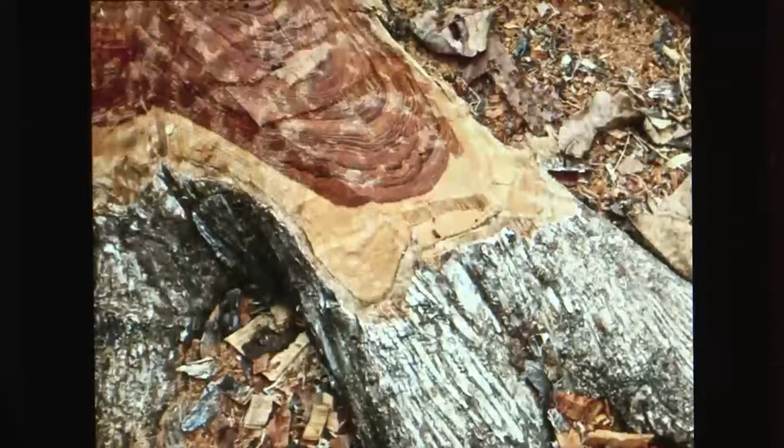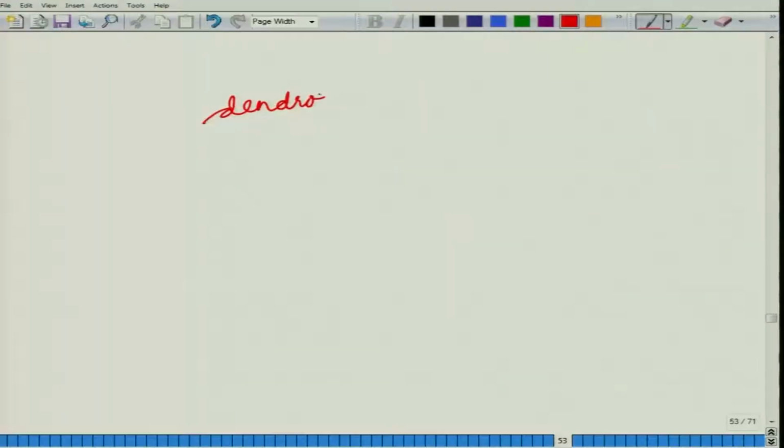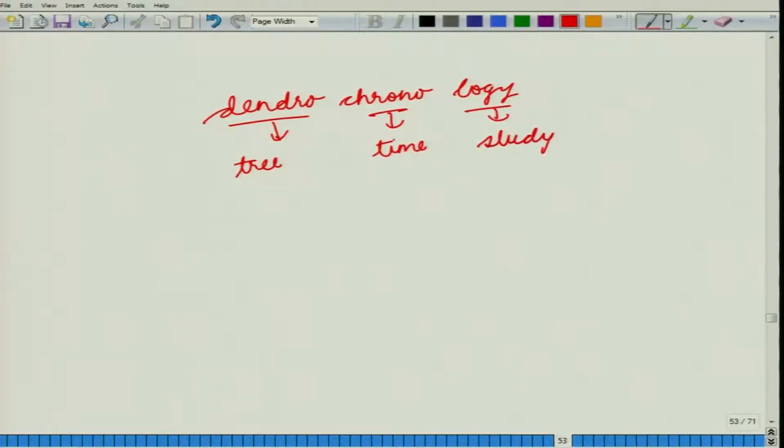The growth rings are very important in a branch of science known as dendrochronology. Looking at the word roots, dendro means tree, chrono means time, and logy means study. So, we are trying to measure time using trees, and we are trying to study those.